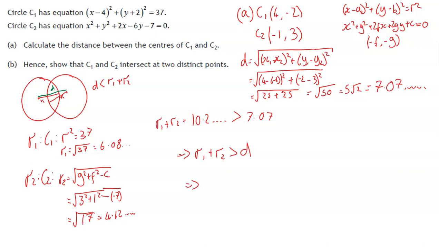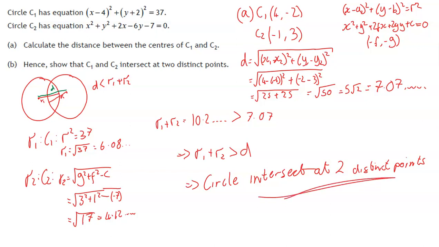So that implies the circles intersect at 2 distinct points. So I'm able to make that conclusion because that property exists.